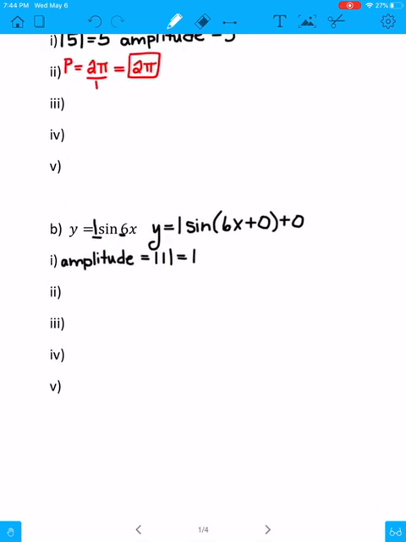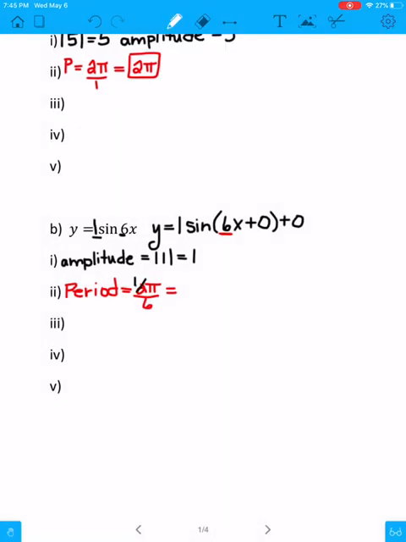The period of B, the period equals 2 pi divided by B, and B is what's between the sine and the x. So 2 pi divided by 6. And when you reduce 2 and 6, you can take a 2 out of both.